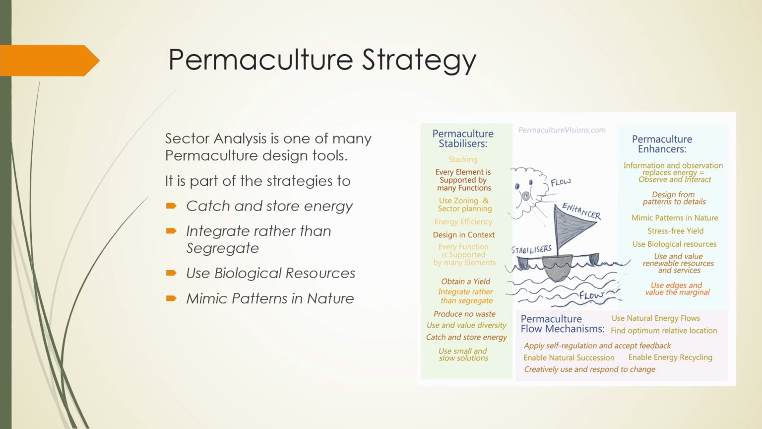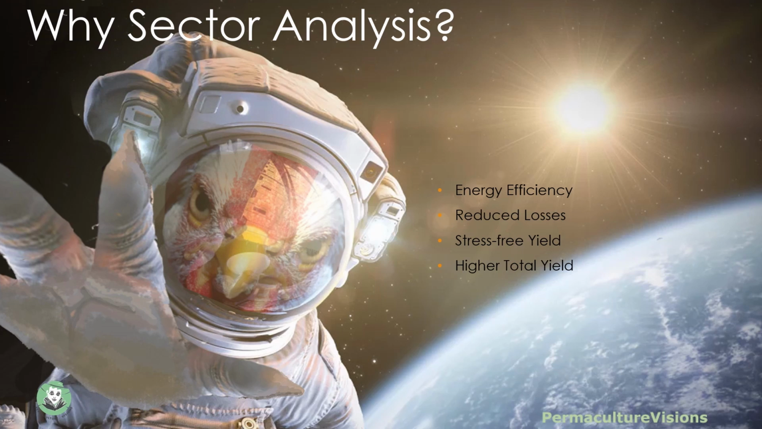There are a couple of permaculture principles that demand that we do a sector analysis, and they are: how are we going to catch and store energy? How are we going to integrate components of a design rather than segregate them? What biological resources can we use? And what patterns will imitate nature, become more energy efficient, and reduce our losses? And it's nice to have a stress-free yield. That is, a yield that we're not forcing the system to create, but it happens naturally. And in the end, you'll get a higher total yield.